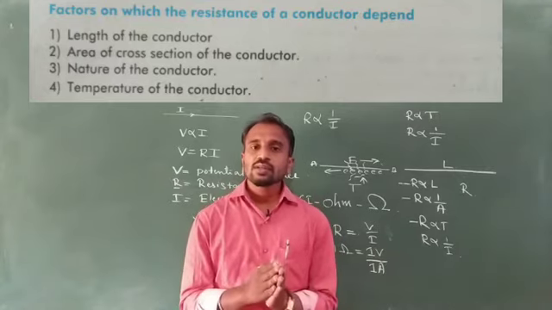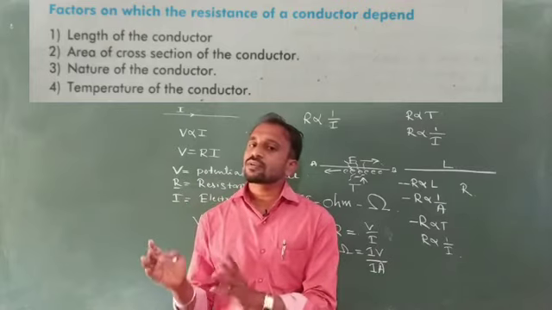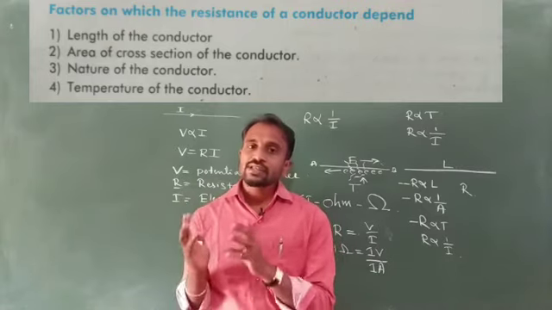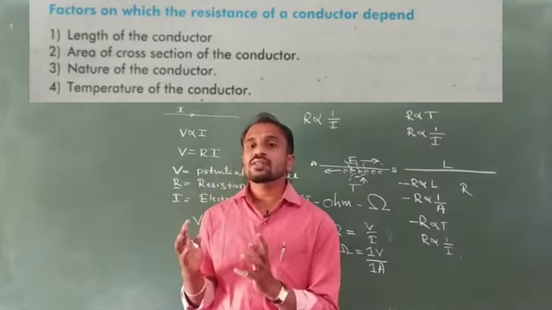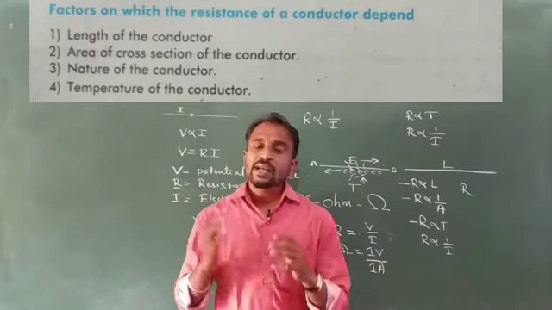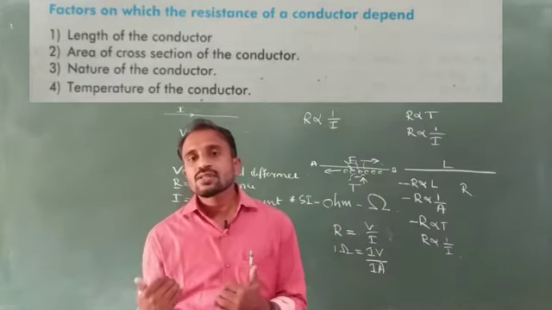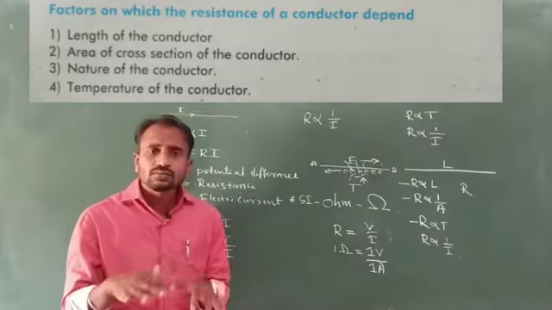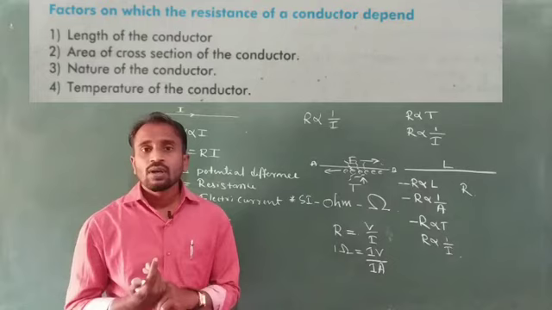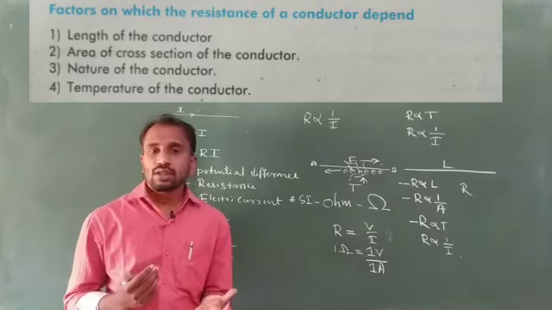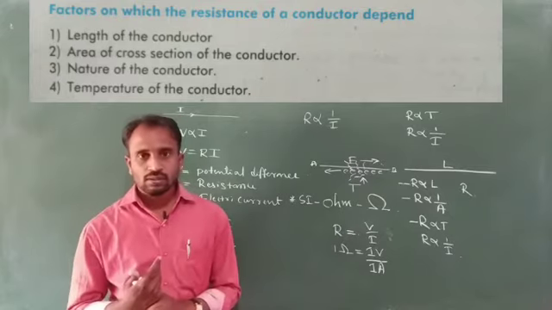The first one is that it depends upon length. It means when the length increases, the resistance value also increases. Next, it depends upon the area of cross section. It means when the area of cross section increases, the resistance value decreases. And it depends upon the temperature. It means when the temperature increases, the resistance value also increases. And it depends upon the material of a conductor.